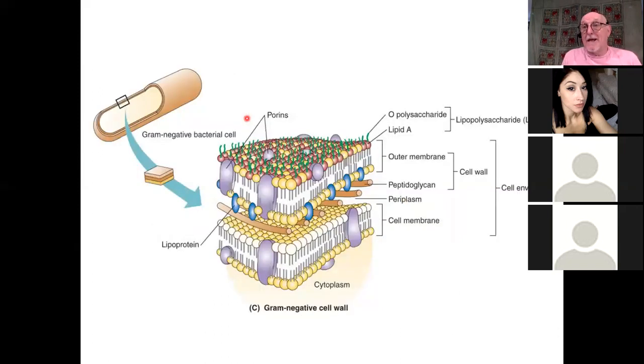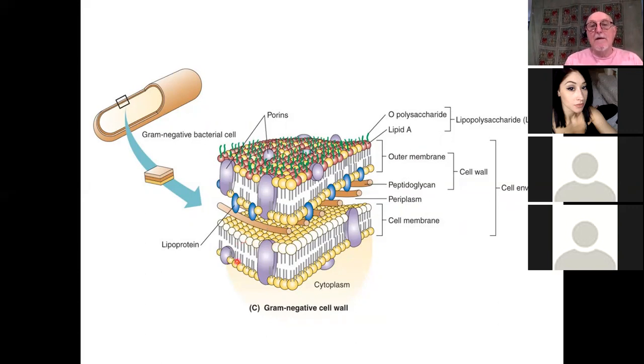Gram-negative bacteria are completely different. The structures outside of the cell membrane are completely different. They still have peptidoglycan. They still have a cell wall, and it performs the same function, osmotic control, but it is very thin. There it is, a very thin layer. It has no teichoic acid because it doesn't have multiple layers, one on top of the other.